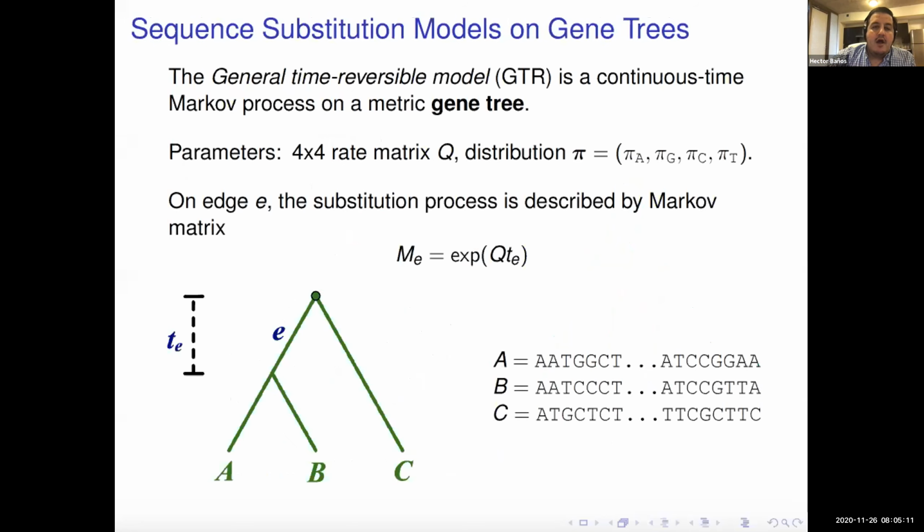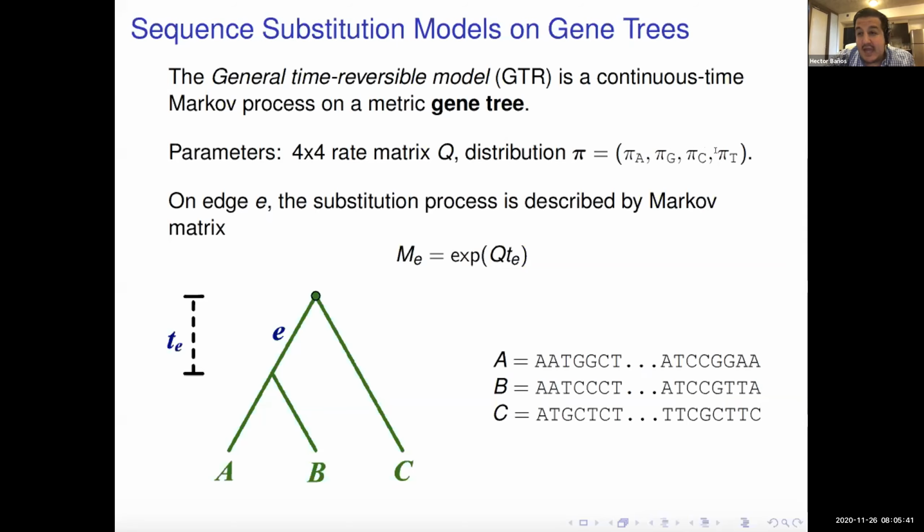Now, for the sequence substitution models on gene trees, we assume a general time reversible model, GTR. Most of you may be familiar, it is a continuous time Markov process on a metric gene tree. We have the gene tree, of course, and two parameters, Q and pi. Q is a 4x4 rate matrix. Pi is the root distribution, which tells you the proportion of A's, G's, C's, and T's, respectively.